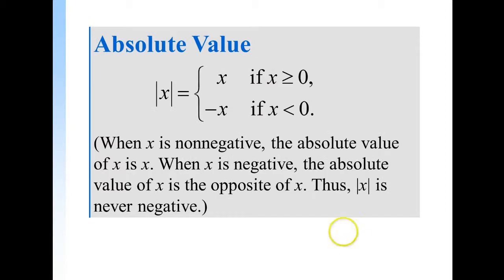Now, the absolute value. When x is non-negative, the absolute value of x is the positive value. When x is negative, the absolute value of x is the opposite, that is, its positive value. We've gone over this already.